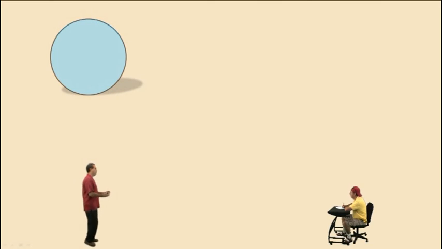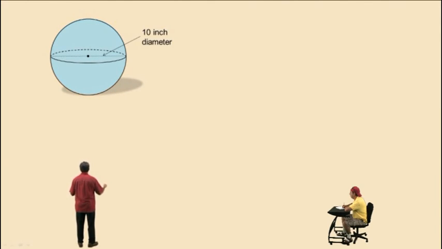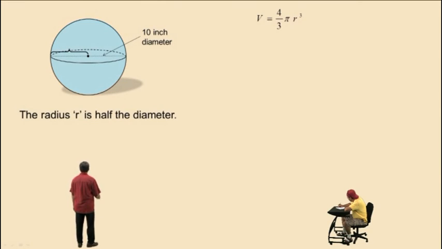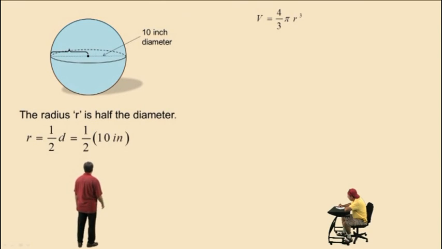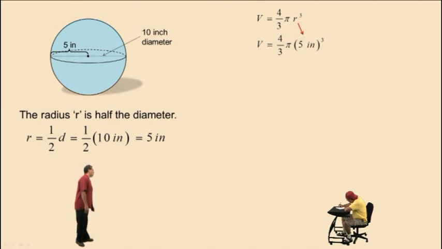A sphere is just a ball. Now the diameter of the sphere is the distance from edge to edge through the center, and it's 10 inches. Formula for the volume of a sphere is 4/3 pi r cubed. Again, the radius is half the diameter, and so 1/2 times 10 inches is 5 inches. Let's replace r with 5 inches, and notice we have 5 inches cubed. That means 5 inches times 5 inches times 5 inches. 5 times 5 times 5 is 125.